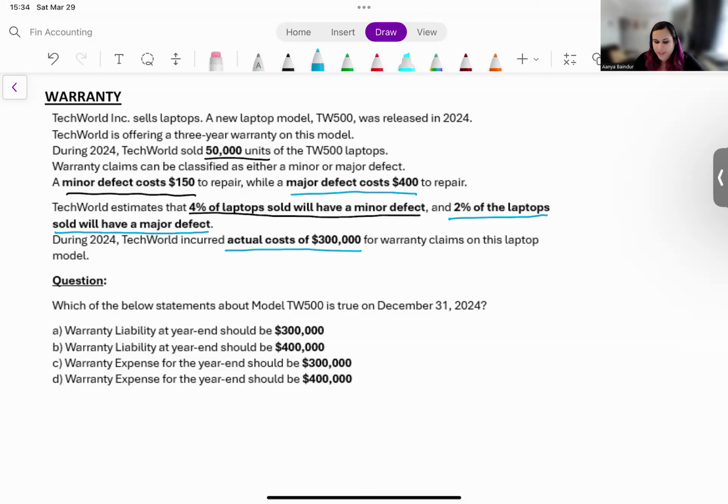Going down to the options, this is a multiple choice variant of the question. It gives us several different options. It asks whether the warranty liability at the end of the year would be 300,000. Would the warranty liability at the end of the year be 400,000? Would the warranty expense for the year be $300? Or would the warranty expense for the year end be $400? So first of all, let's calculate how much the warranty expense would be. And then we can also see what the warranty liability balance at the end of the year looks like.